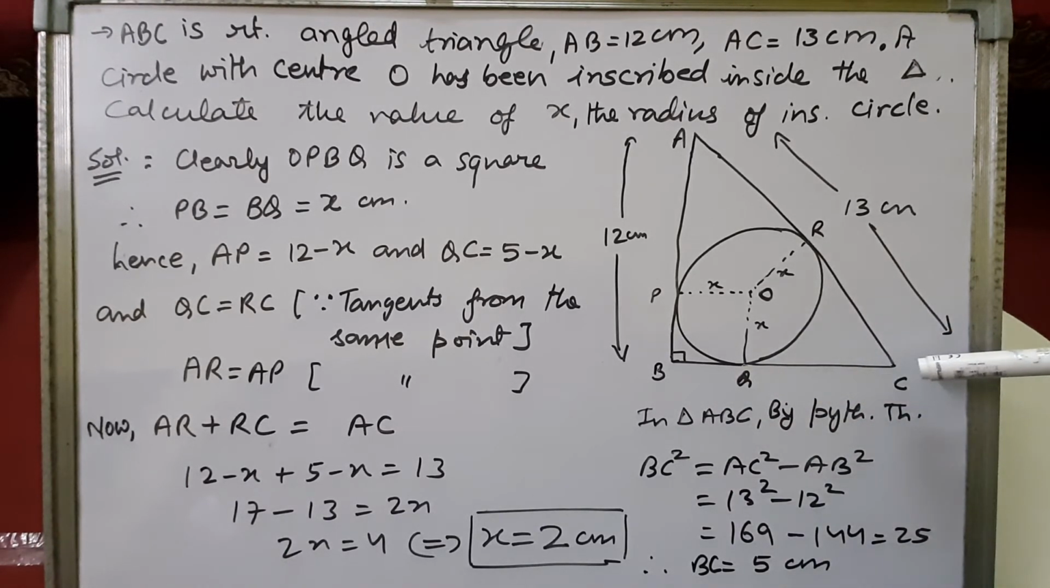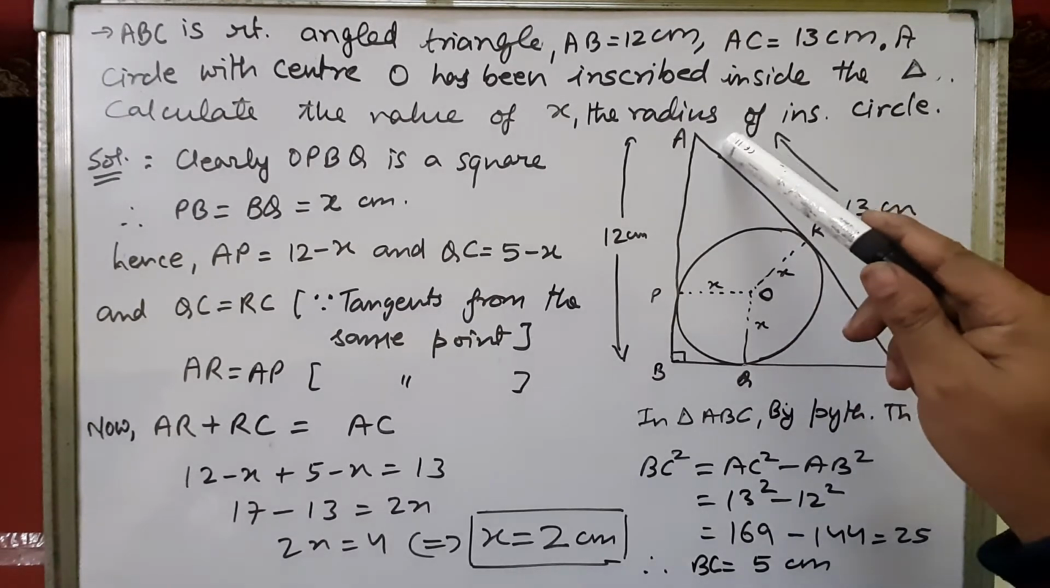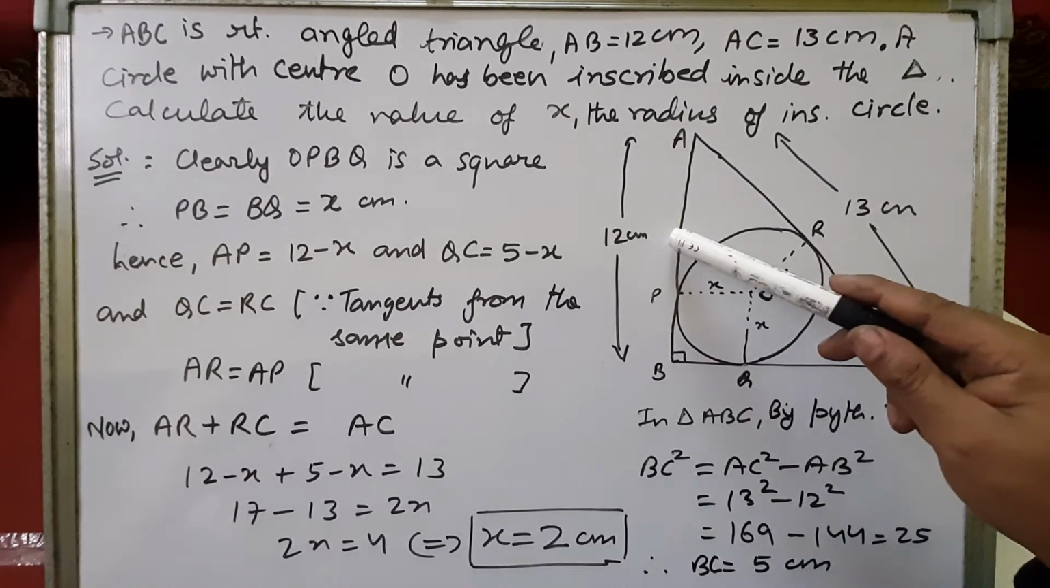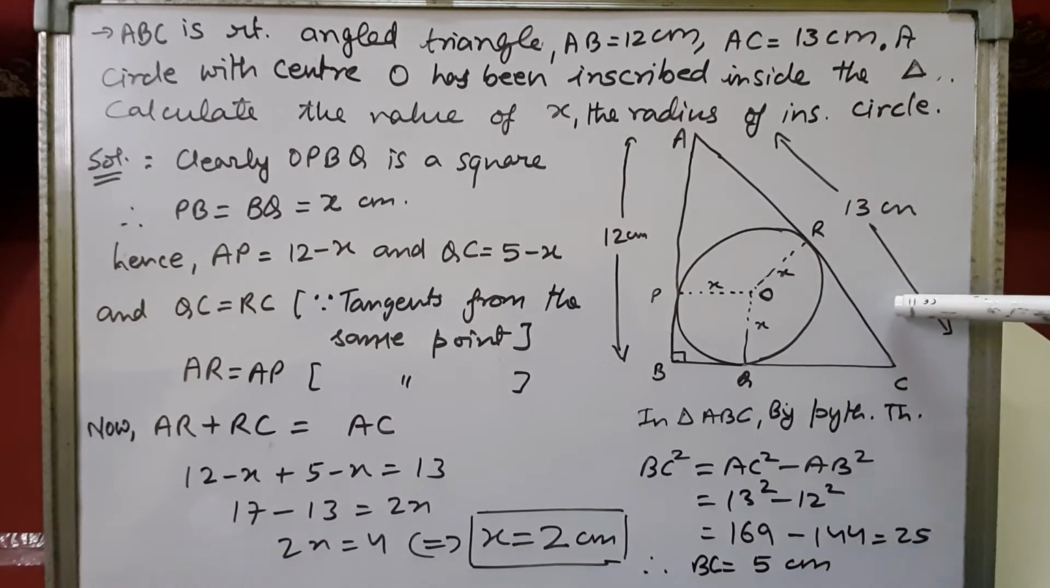Now we know that tangents drawn from external points are of equal length. So the length of QC and the length of RC will be the same. So if this is 5 minus x, this will also be 5 minus x. And the length of AP and AR will be the same, tangents drawn from external point A. So if AP is 12 minus x, AR will also be 12 minus x. And the sum of AR plus RC is 13.